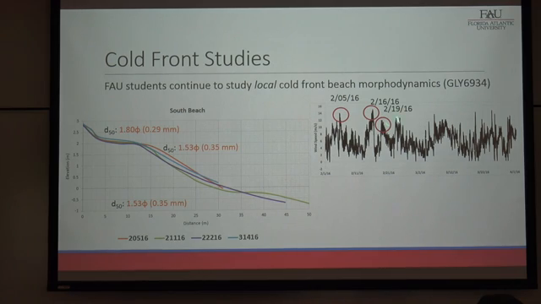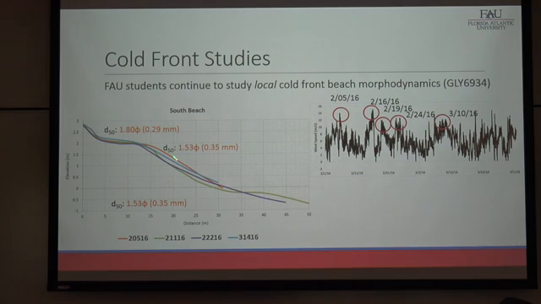A couple of more cold fronts happening in between these two time intervals, right? So then we look at the change between the green and the purple line. And despite these two cold fronts going by, we see accretion at the shoreline, right? Another couple of cold fronts occur, and then we go out on the 14th. From the purple line to the blue line, we see even more accretion, right?